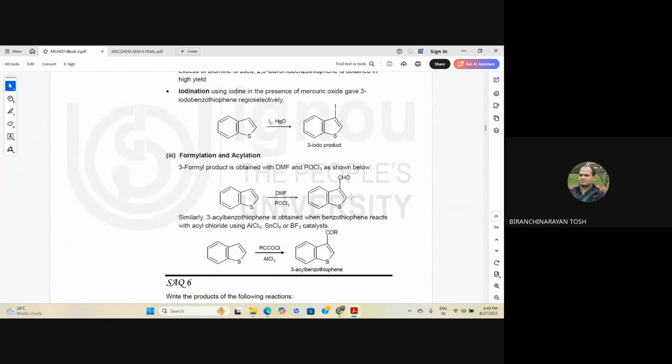Formylation and acylation. With dimethylformamide, or when it reacts with acyl chloride in the presence of aluminum chloride, it gives 3-acyl benzothiophene, and there we also get 3-formyl benzothiophene.